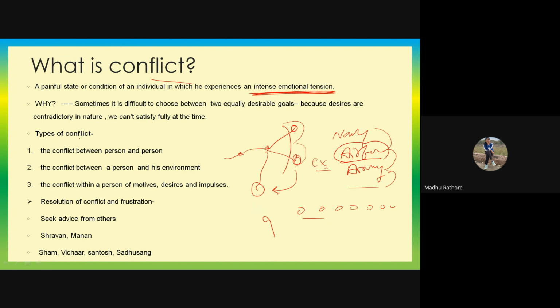Now, those are the types of conflict: between person and person, between a person and his environment, and within a person of motives, desires, and impulses. This example comes under the third type, conflict within a person of motives, desires, and impulses. What types of impulses come under an individual, their desires, their motives? In youth, this happens more. Most of the time they are confused: should I go there or there? Both are very important. Should I attend this seminar or this webinar? Which is better for me? Is it good to attend this workshop or not? Is it good that I take that opportunity or not? Most of the students are always confused.